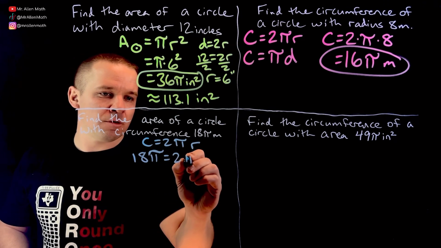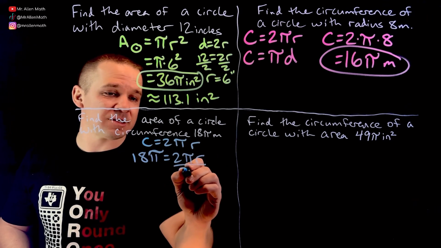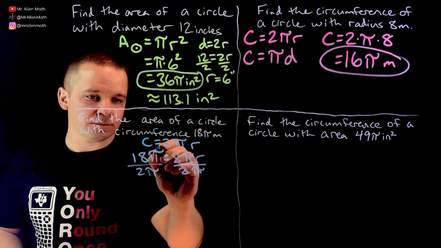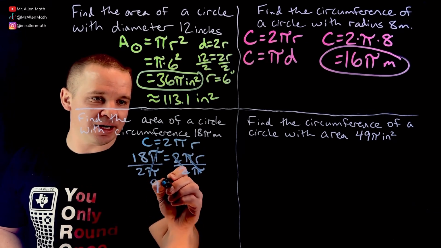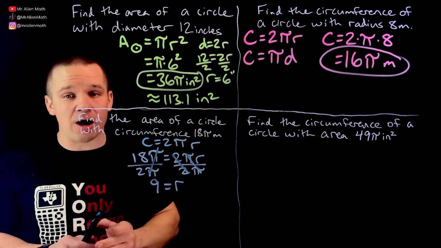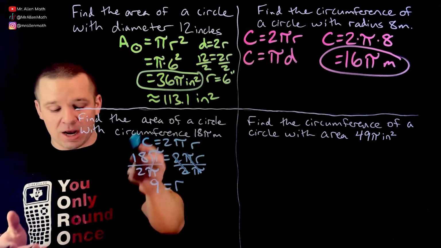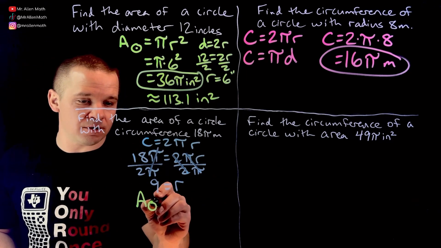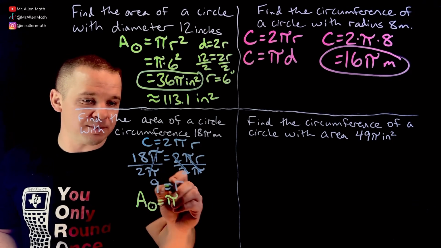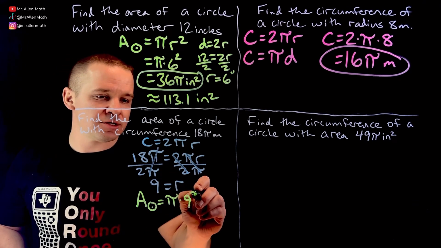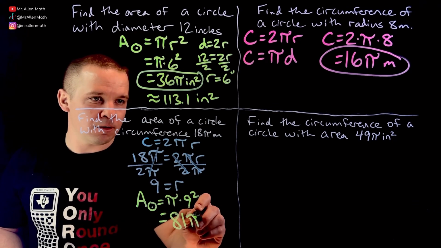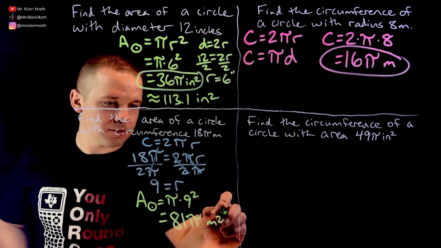So we got 2 pi r. I'm going to divide both sides by 2 pi. Gets rid of those. Boom. I end up with 9 equals my radius. And now I can plug this into my area formula. How delightful, yes? So I'm going to have area of the circle equals pi times my newfound radius here squared, okay? And I get 81 pi meters squared.